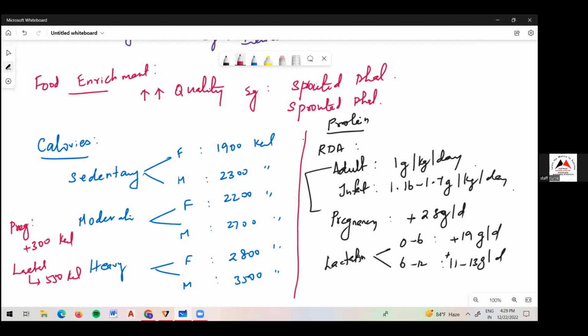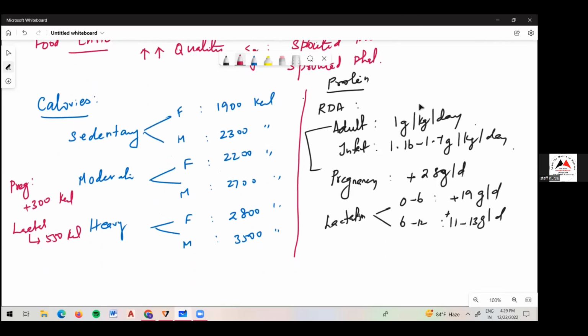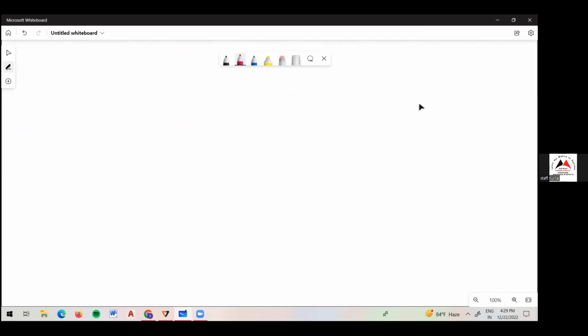So the protein requirement for an adult is 1 gram per kg per day, during pregnancy plus 28 grams per day, and for an infant 1.16 to 1.7 grams per kg per day. During lactation, for the first 6 months it is plus 19 grams, and for 6 to 12 months plus 11 to 13 grams per day. Additional protein is necessary. Is it clear? Yes, ma'am. Okay, good.